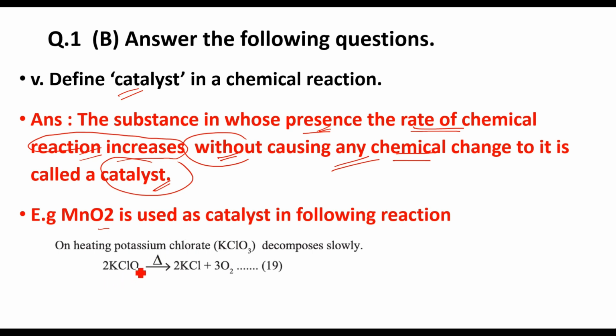So here I wrote one reaction of potassium chlorate. If you heat it in the presence of manganese dioxide, this reaction will take place very fast and we can save the heat. So in that sense, if the question is asked about the definition, I wrote one example also, followed by the chemical reaction also. This creates a good impression on the examiner, and helps us to get very good marks.